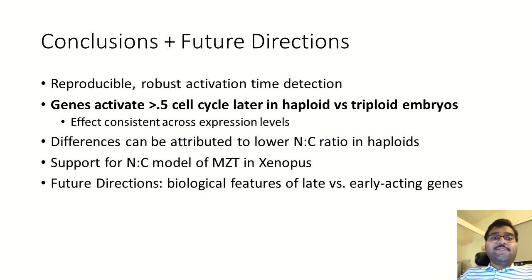But we want to build on this. So the next direction would be to compare the biological characteristics of early acting genes versus late acting genes. And as an example, we would be curious to see if late acting genes are indeed downstream of early acting genes in known developmental cascades in the Xenopus embryo.